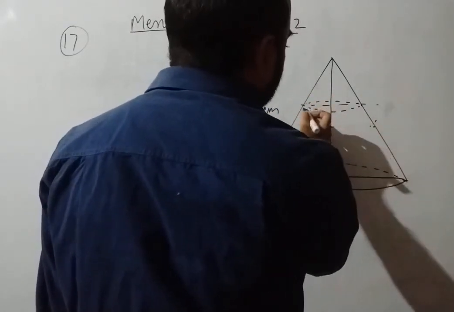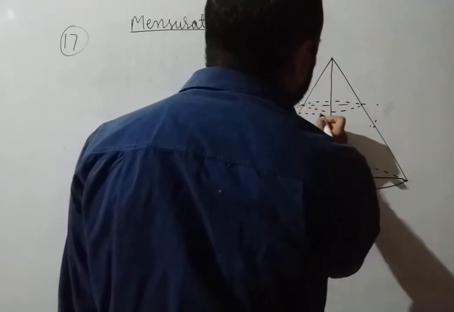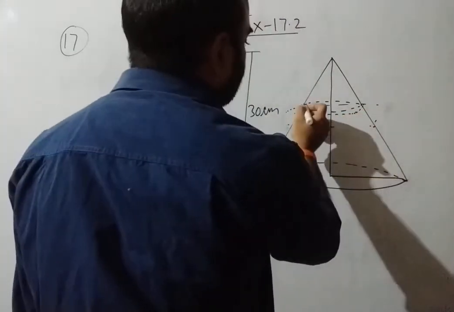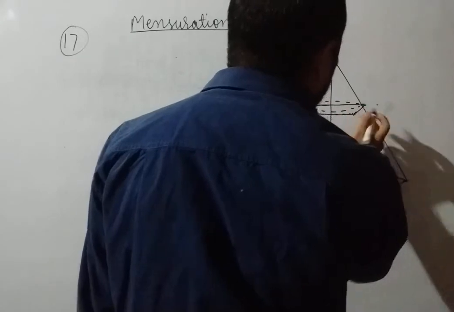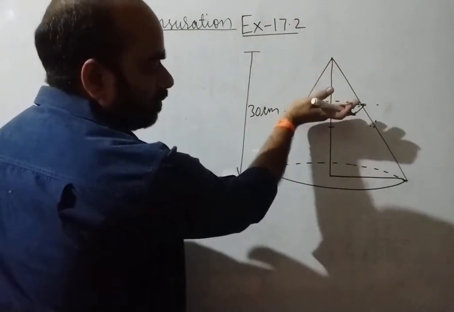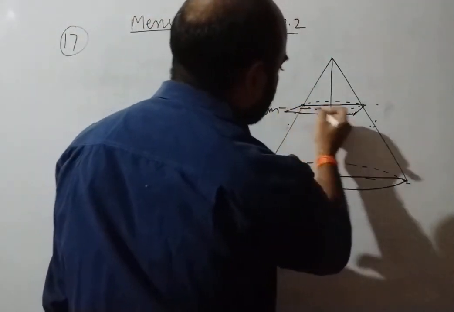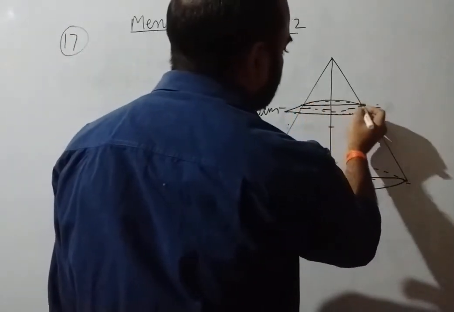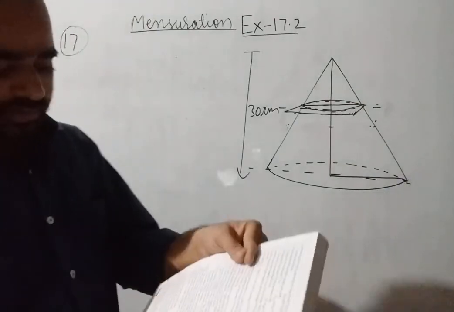You can write it like this: here we have cut a cone from the top by a plane parallel to its base. It means parallel to the horizontal. We have cut one cone. Clear? Next, what is given?